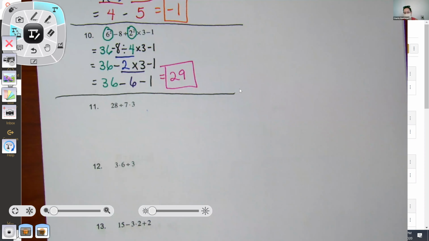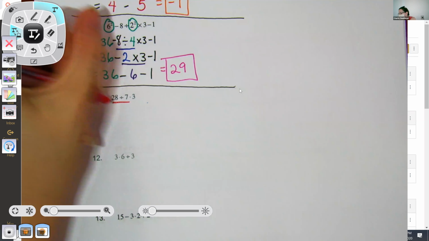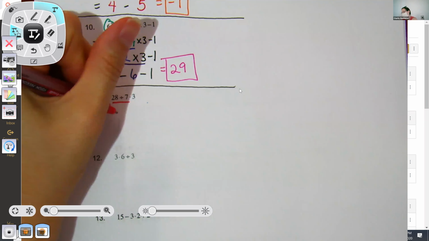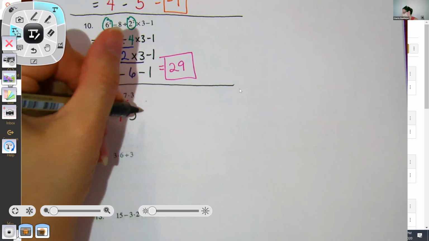All right, number 11. 28 divided by 7 times 3. So the only operations are multiplication and division, so I'm just going to do them in order from left to right. So first I'm going to divide. 28 divided by 7 is equal to 4. And then 4 times 3 equals 12.